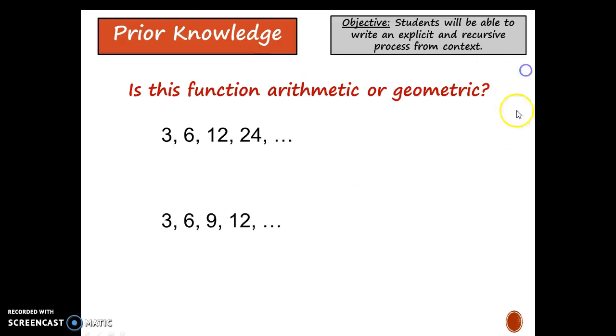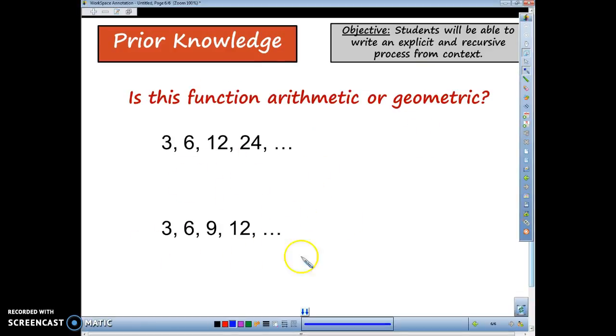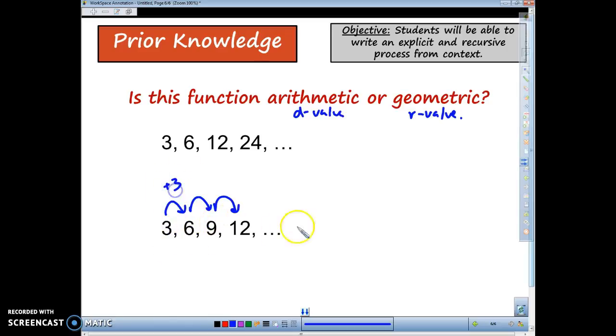For the second sequence here, I would like you to identify if it is arithmetic or geometric and come up with the d value or the r value. So go ahead and try that one on your own right now. Okay, so looking at this one, 3 to 6, I'm either multiplying by 2 again or adding 3. 6 to 9, I'm definitely adding 3 at this point. Therefore, this is arithmetic, and I have a d value equal to 3.